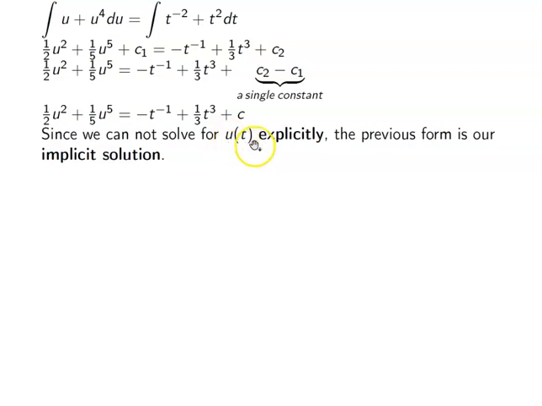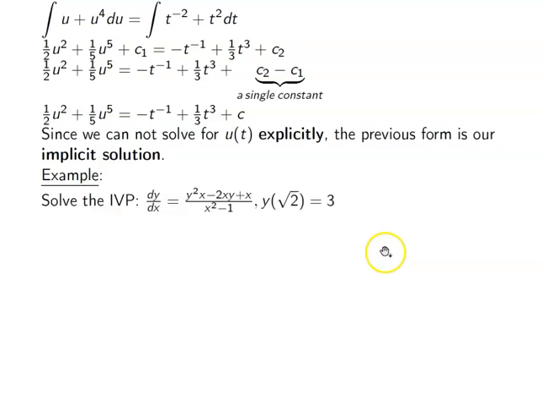So since I cannot find u of t explicitly by itself, right? There's multiple u's here. I can't get just one. This is an implicit solution. So with an implicit solution, you want to just try to work down as far as you can. Okay. Let's do another example.